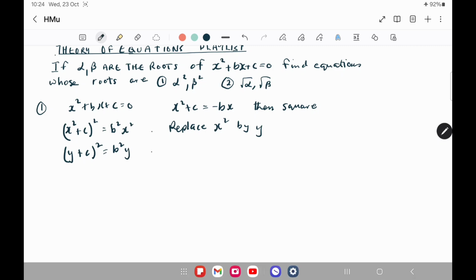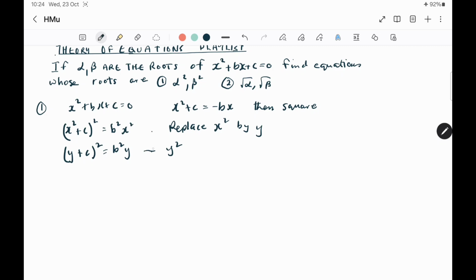And then just simplifying, what we will get then is y squared plus 2cy plus c squared minus b squared y is 0, and finally y squared plus 2c minus b squared y plus c squared is 0. That deals with the first part.